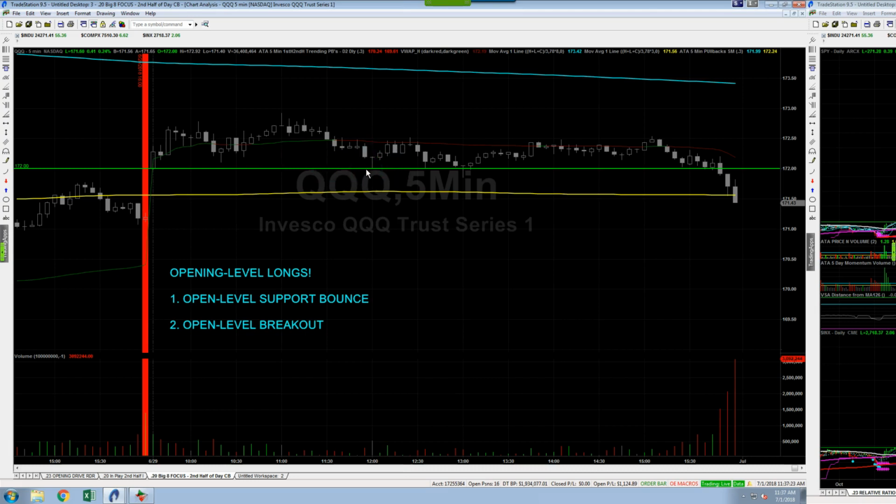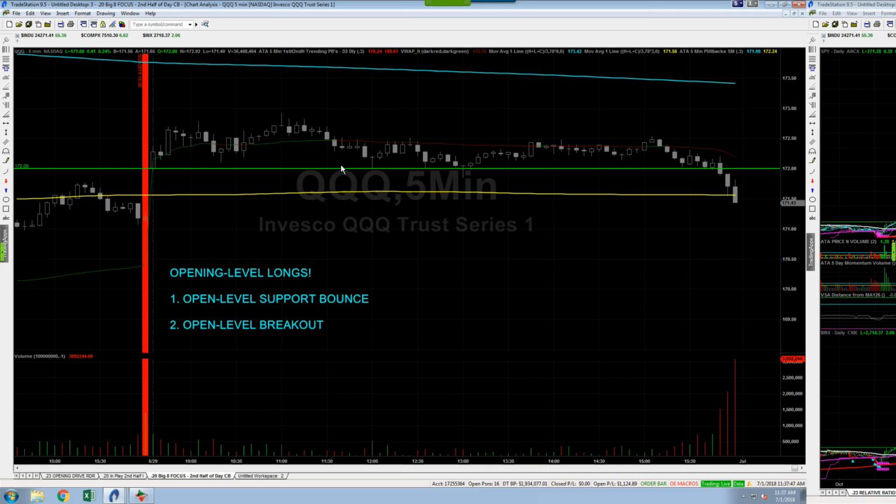So the first potential long setup, guys, is that open level support bounce. The market opens, you immediately put your line in your chart, mark your open, guys, and in past videos we've talked about support and resistance trades and how they can be great, super low risk, high reward opportunities.